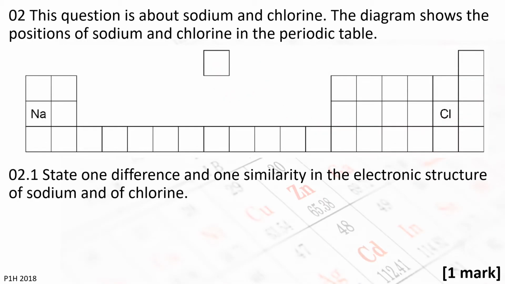Here's the first part of the question. This question is about sodium and chlorine. The diagram shows the positions of sodium and chlorine in the periodic table. State one difference and one similarity in the electronic structure of sodium and chlorine.